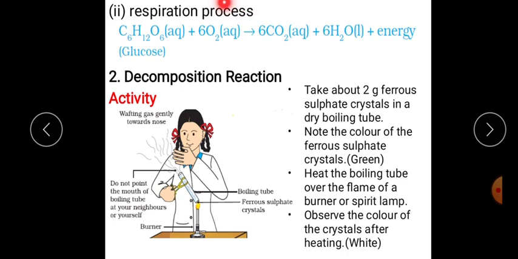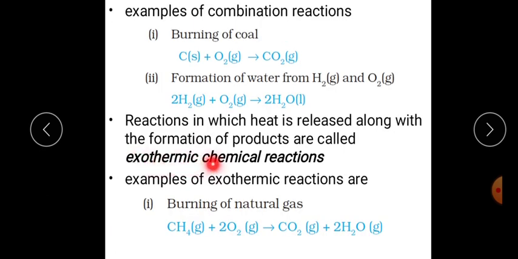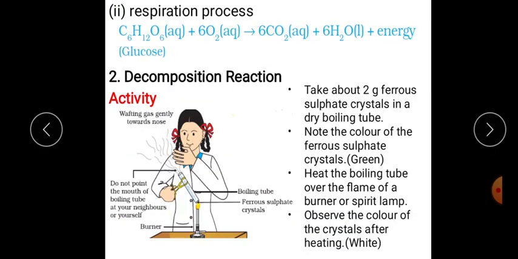Respiration is also a process where the amount of energy or heat is released. We know that whatever food we digest contains some carbohydrates, and this carbohydrate gets broken down and produces glucose, and this glucose in aqueous form reacts with the oxygen to form CO2 and H2O, and some amount of energy is released. So it is also an exothermic chemical reaction.